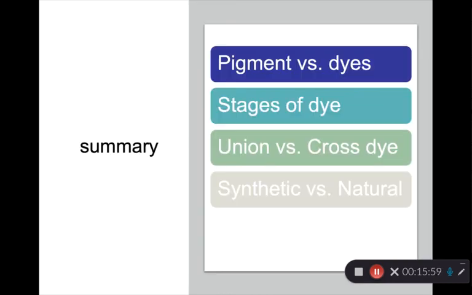So just looking at dyes, what I want you to take away from this is to understand the nature of dyes as something that's typically delivered with water. And we're going to talk about pigments next, and so be able to compare pigments versus dyes and how they're used. The stages of dyeing and what implications that has for the consumer and the manufacturer, the difference between union versus cross dyeing, and the difference between synthetic and natural dyes.